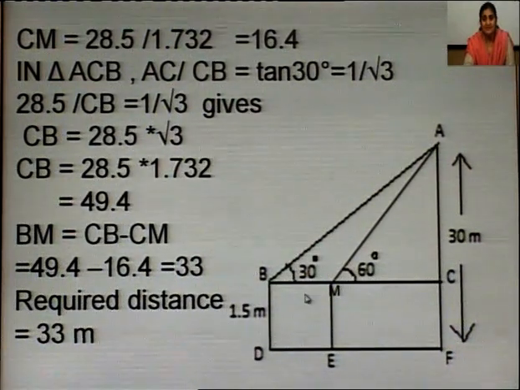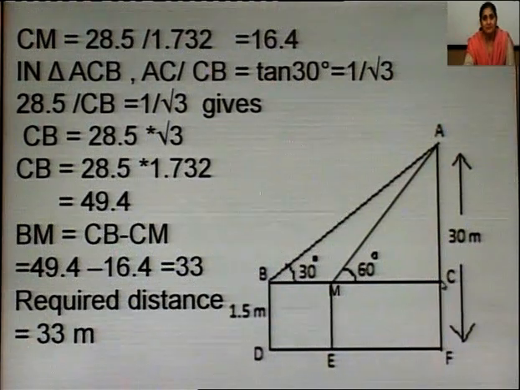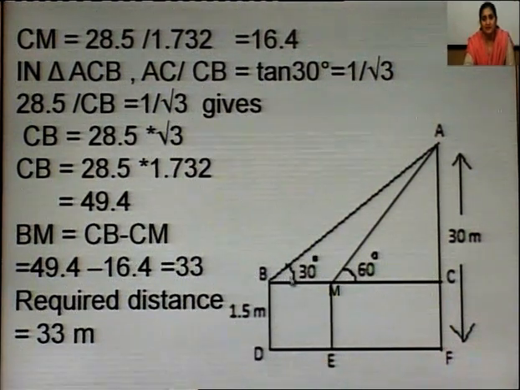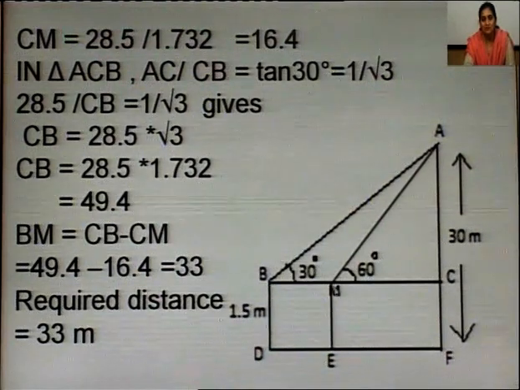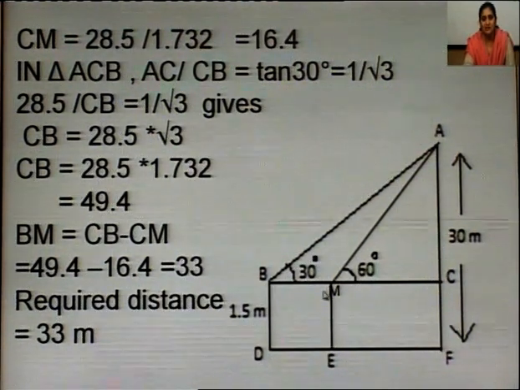Now we know distance CB, we also know distance CM, but we have to find BM. BM is CB minus MC. So BM is equal to CB minus CM. So this length of BC we have found as 49.4, and length of CM we have earlier found is 16.4. So it will together become 33. So the distance walked from B to M, where the angle of elevation changed from 30 degree to 60 degree, is equal to 33 meter.